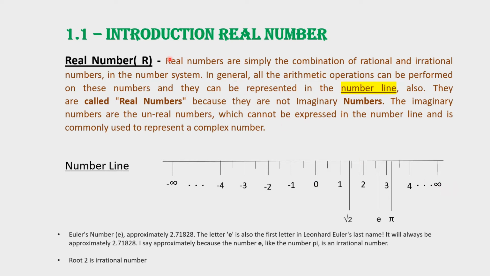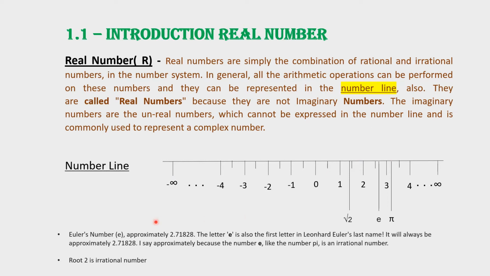Now let's go to its definition. Real numbers are simply the combination of rational and irrational numbers in the number system. Now you must be thinking, what are rational and irrational numbers? Don't worry about that. We'll cover it in the next slide. But as of now, you just need to understand that any number which falls on this line is a real number. Also, the moment someone says real number, you should understand it's real and not an imaginary number.